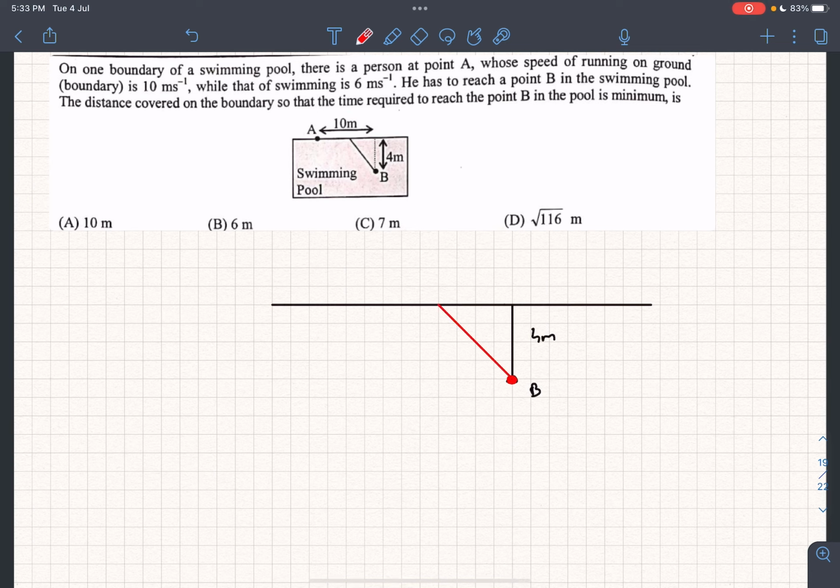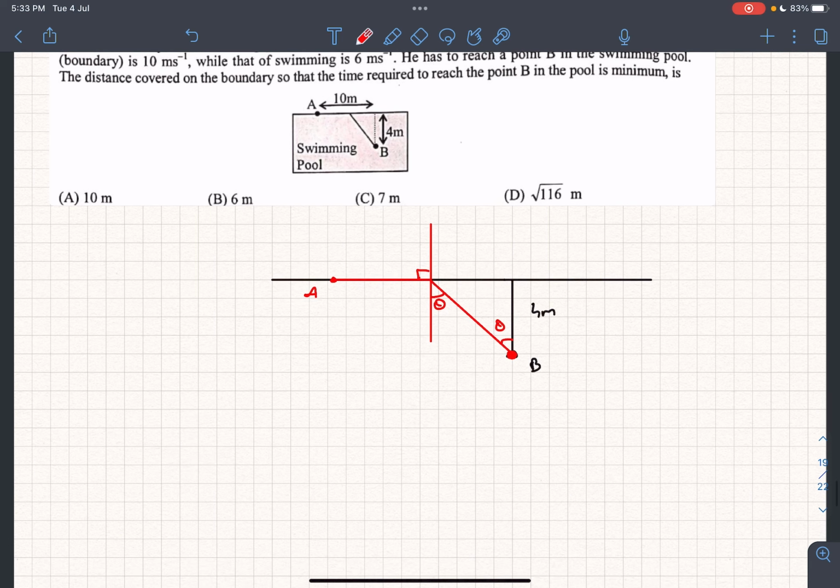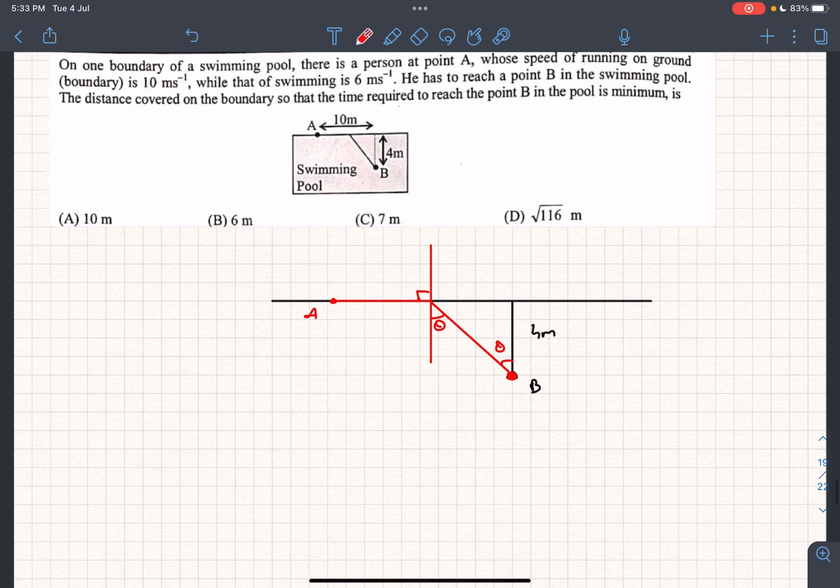So let's say it reached the interface at some point here, and then it has to travel this much distance to reach point A. So as you can see, if this angle is theta, this angle is theta, and this will be 90 degrees. This problem is basically, if any of you have learned optics, we just have to find the angle at which TIR happens.